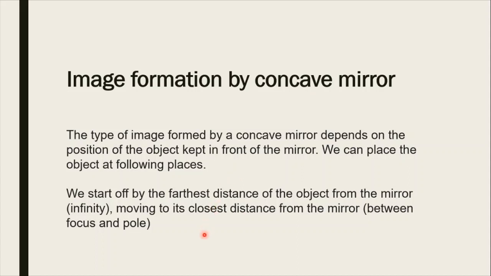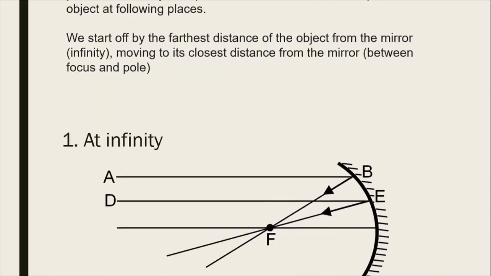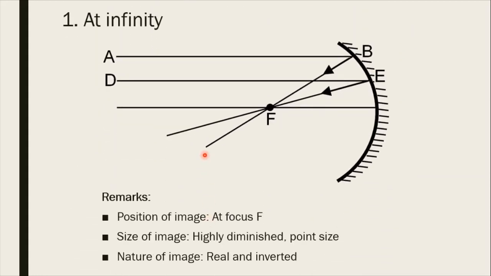We start off by the farthest distance of the object from the mirror, that is, no prizes for guessing, infinity. Moving to its closest distance from the mirror, that is between the focus and the pole. Since you have already covered this in your lower classes, I am going to take this up swiftly. Let us consider the first case when the object is somewhere at infinity.